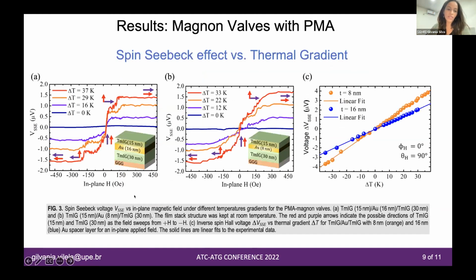We did a study of how these signals depend on the temperature gradient, and the signal increases with the increase of the gradient of temperature. We also investigated how the spacer layer of gold influences it, because essentially the gold spacer layer will control the strength of the connection between the two magnetic layers. And I think my time is almost up.